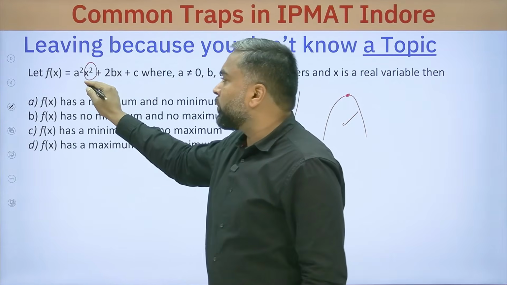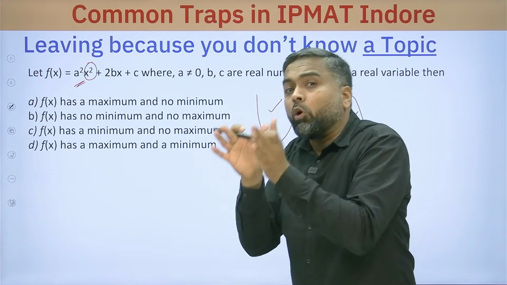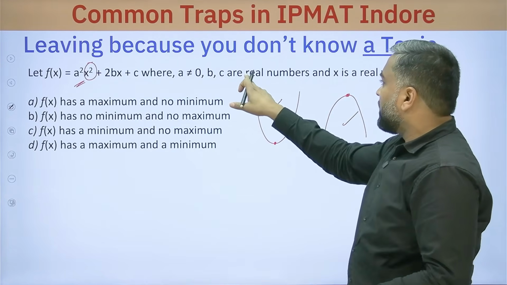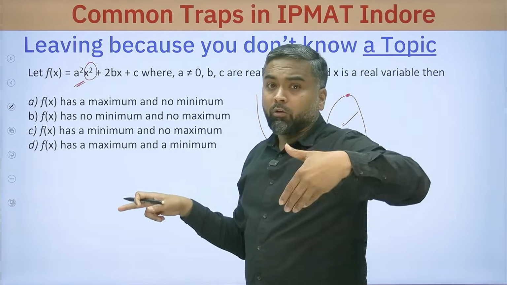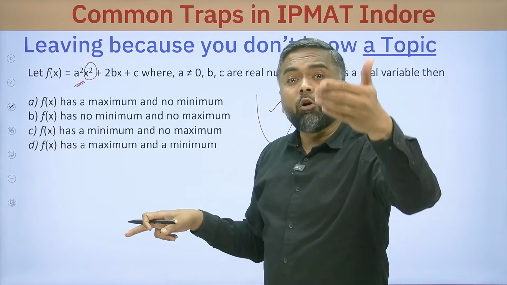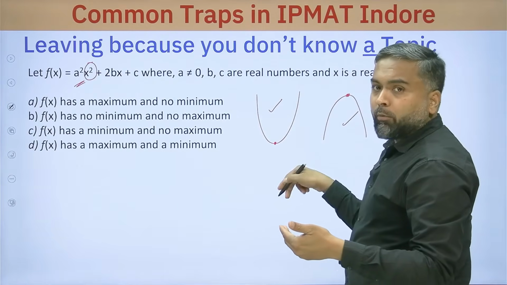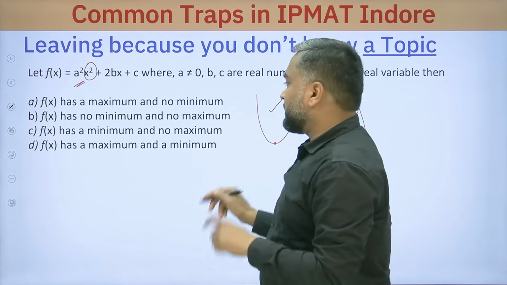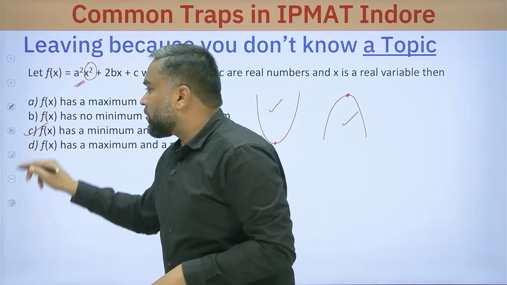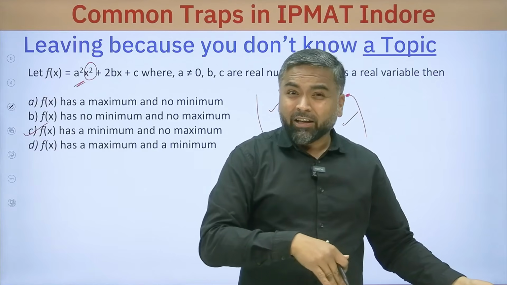Here the coefficient of x square is a square. So a square has to be positive because a is a real number. A is not imaginary, it's a real number. A square of a real number will always be positive, which means f of x is a positive parabola. It will have a minima and it will not have a maxima. So it is straightforward. Third option. No need to do derivatives.